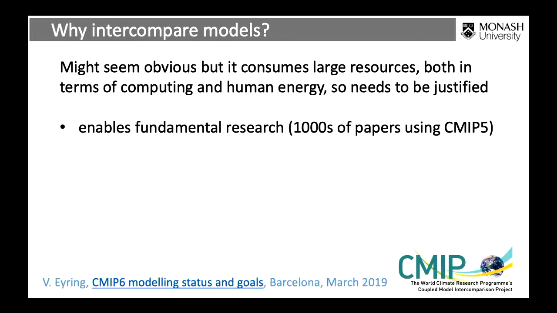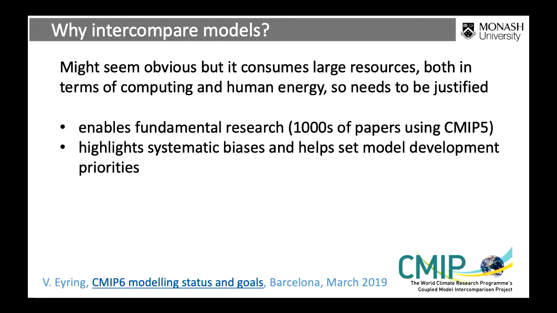So here's some reasons, and this is from Veronica Eyring's talk in Barcelona. So it enables fundamental research. The goal of CMIP is to better understand the climate system, and this is a way that it can enable us to do that. We can look at lots of different models for the question that we are interested in, and there's thousands of research papers using CMIP5 data. It highlights systematic biases, and it helps set model development priorities.